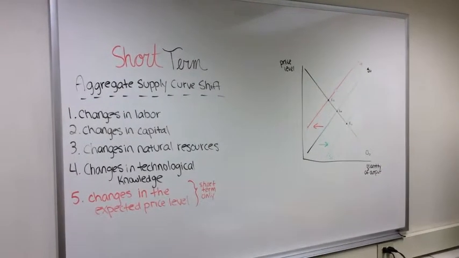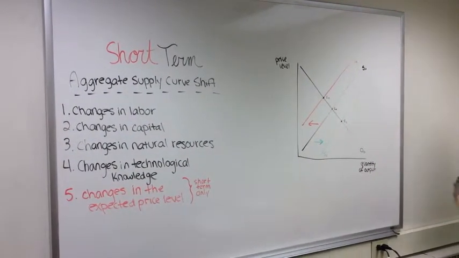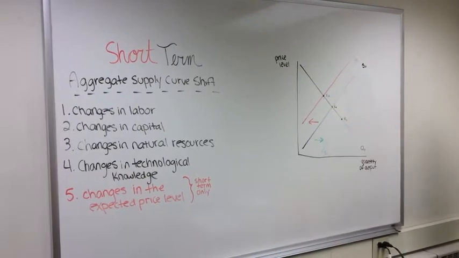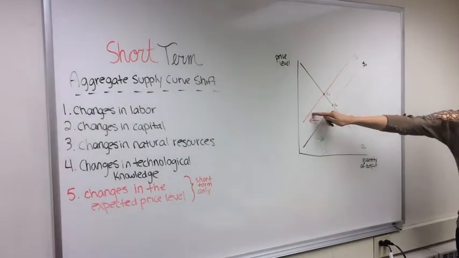If the expected price level decreases, the aggregate supply curve would shift to the right, and the curve would shift to the left if the expected price level increases. Let's take it over to Veronica to find out why the aggregate supply curve slopes upward.